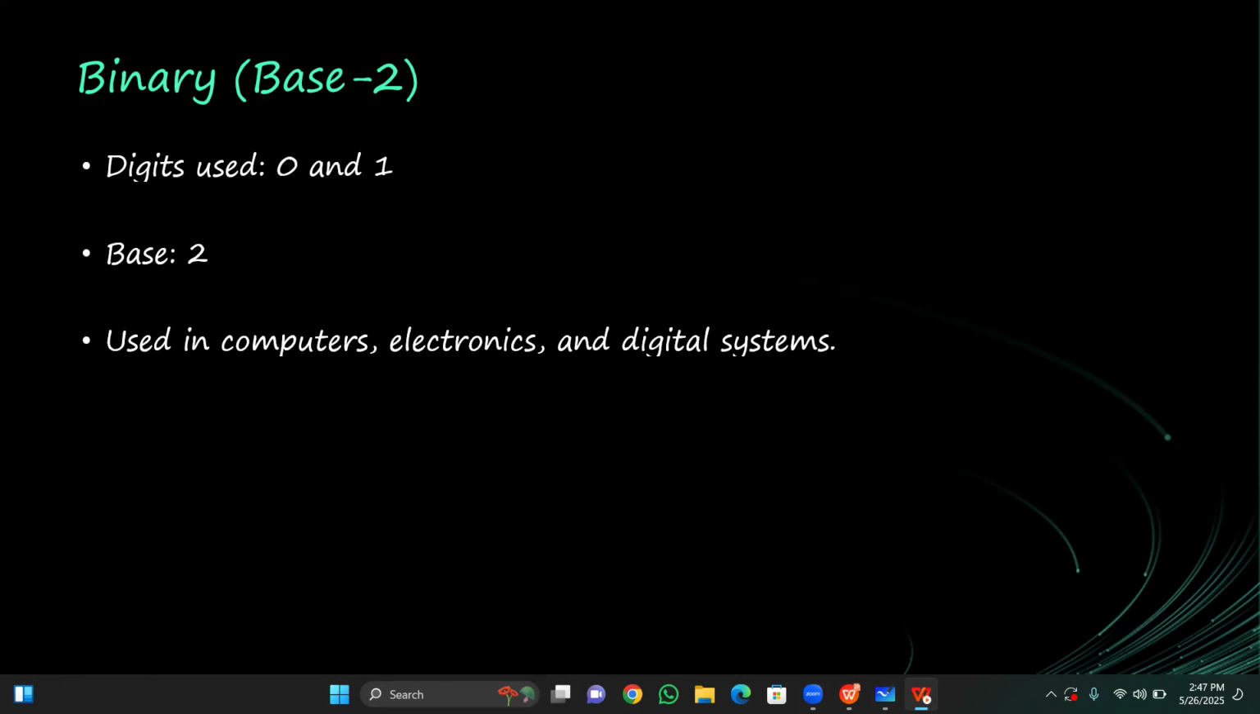All right. So it is used in computers, electronics, and digital systems. So we have to get familiar with this. We really have to get familiar with this binary number system. Each binary digit is called a bit. You can see when you have a binary number, each of the binary digits is called a bit. So let me show you.